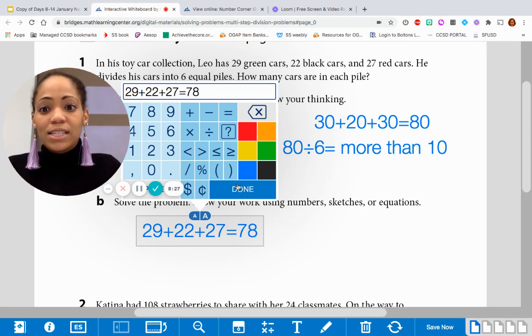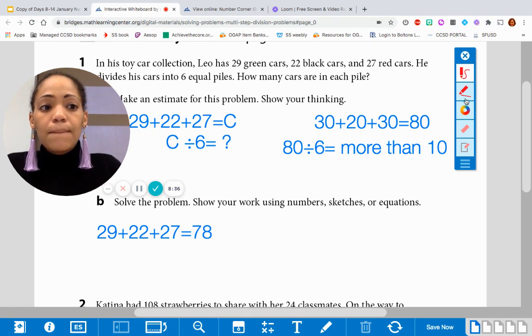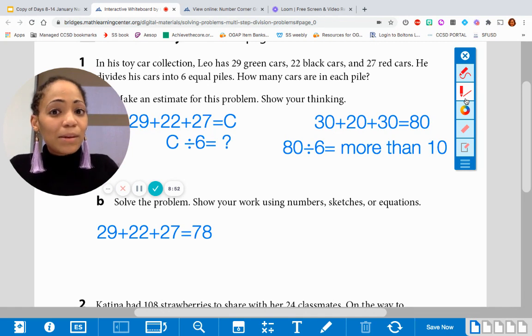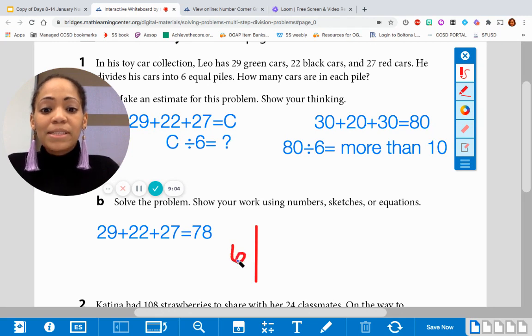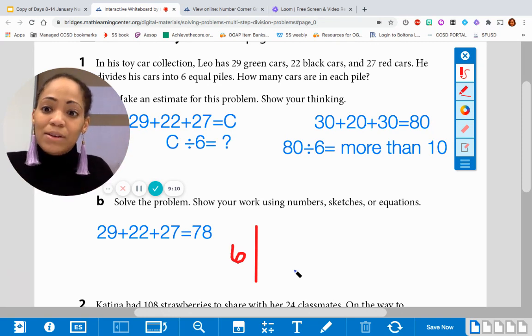He has 78 cars in his collection. And now we need to put those 78 cars into 6 piles. So let's hear some strategies that you guys used. Did anybody draw a picture, much like what we were doing when we did our problem string? I hope so. Well, we knew one side length was what? 6. So although the problem is suggesting our brains to think about piles, meaning equal groups, we still could use the area model to solve this problem.